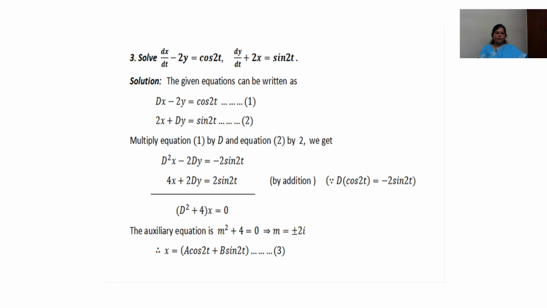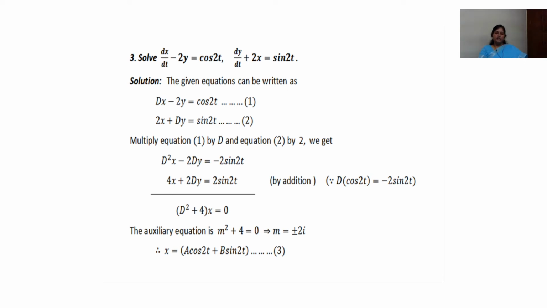Then the next problem is: solve dx by dt minus 2y is equal to cos 2t and dy by dt plus 2x is equal to sin 2t. See here, we are rearranging the given equations with the help of capital D and writing Dx minus 2y is equal to cos 2t and 2x plus Dy is equal to sin 2t. Consider the first one as equation 1 and the second one as equation 2.